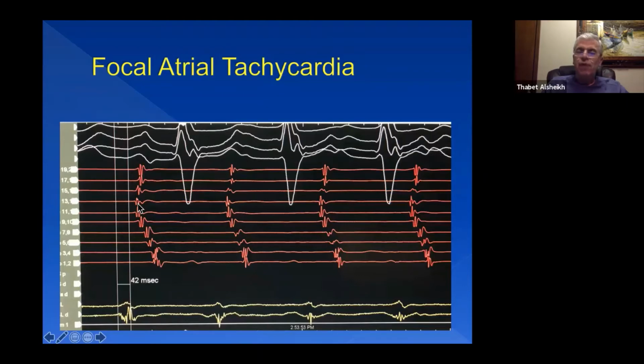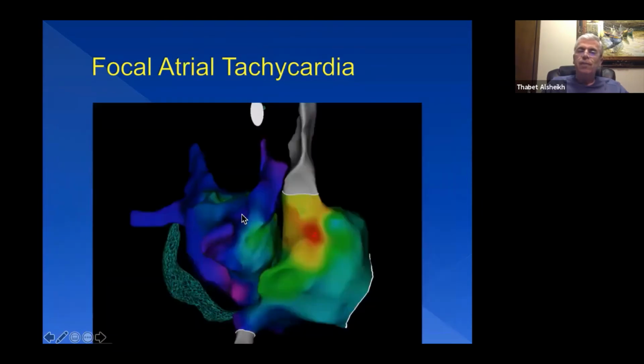But we know it's in the right atrium, so we keep looking in the right atrium until we find a spot. This is the ablation catheter, a spot with fractionation, and you can see the electrogram here fractionated, and 42 milliseconds earlier than the surface P wave. I could not find any better spot in that right atrium. That's the spot we thought was causing this P wave, and it's earlier than anything else. We burned here, and that terminated this tachycardia.